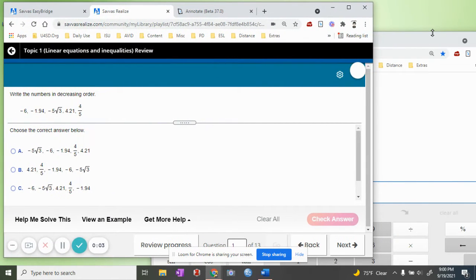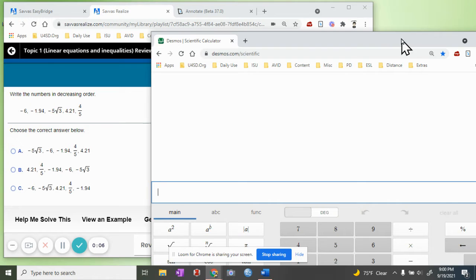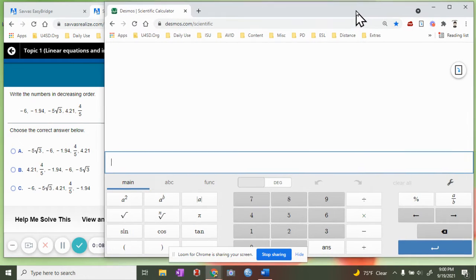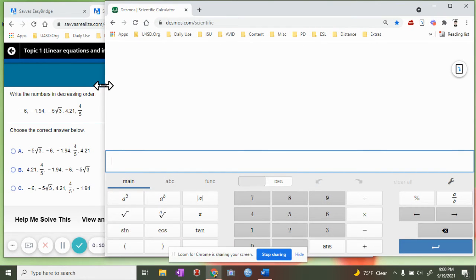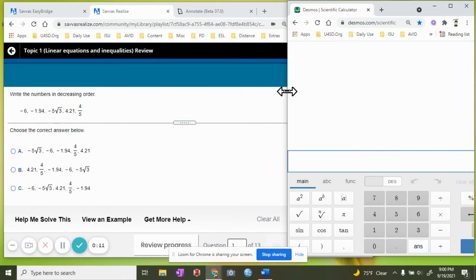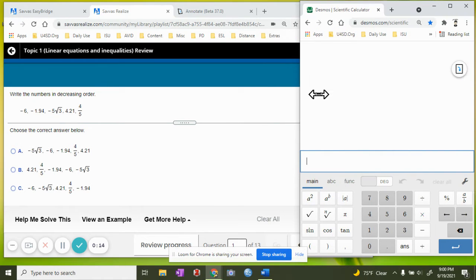Hello, algebra students. I want to work through some of the review problems with you before we take the test on Tuesday. So I'm just getting my screen set up here. Your homework from last week, topic one, linear equations and inequalities review, is that test review. So here's the first question.